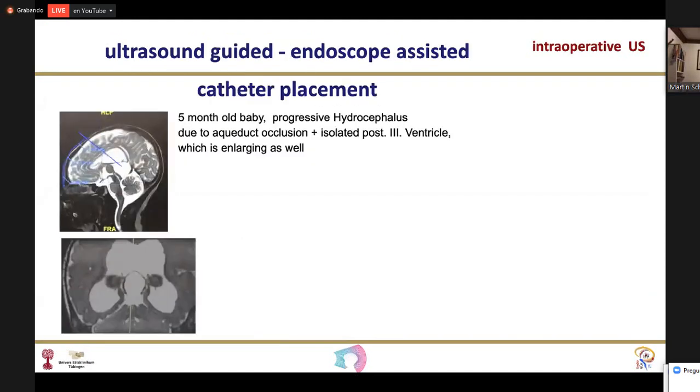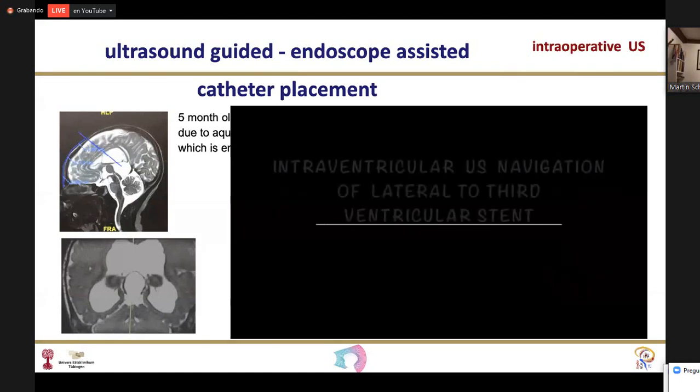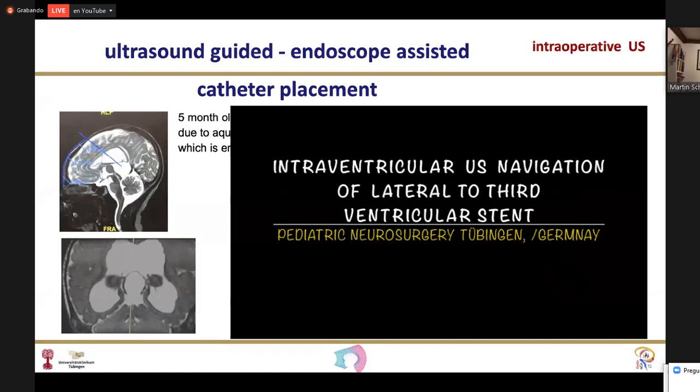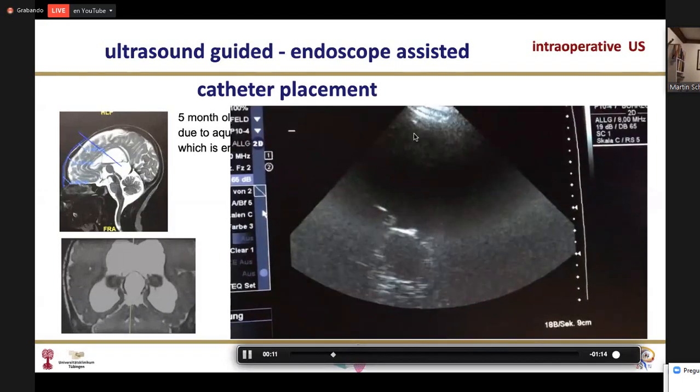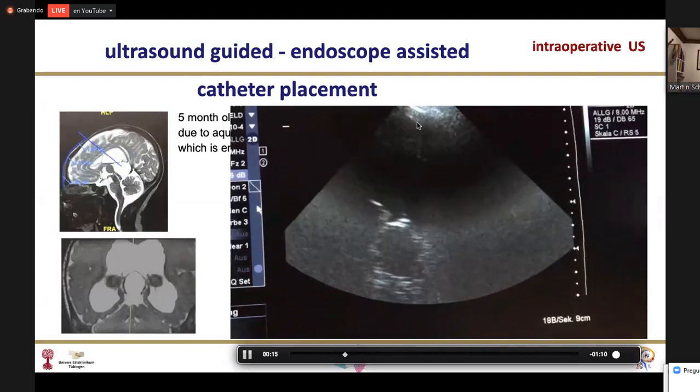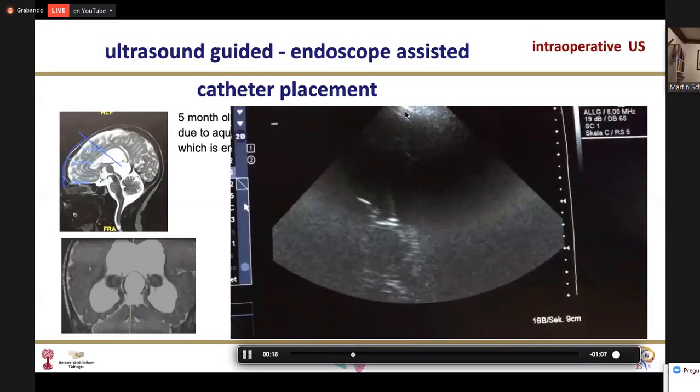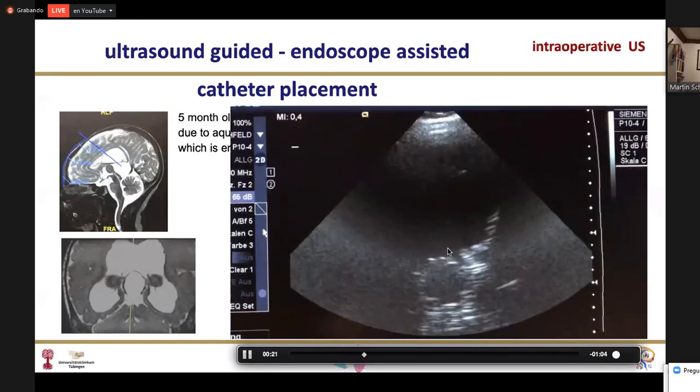Similar situation, catheter placement, intraoperative guidance. We have this isolated posterior third ventricular cyst in the third ventricle and aqueductal occlusion. So we want to place a stent catheter inside the ventricle and inside the cyst, for which you normally would use, again, frameless navigation. And here we just do it by ultrasound. We have here the ultrasound. We have the cyst. We don't see the endoscope. It's a 5-month-old baby. This ultrasound is on the fontanelle. And now you see the laser fiber, which is here on top of the cyst.